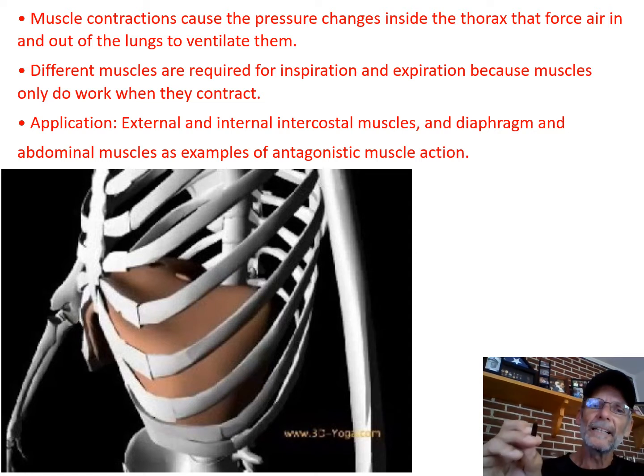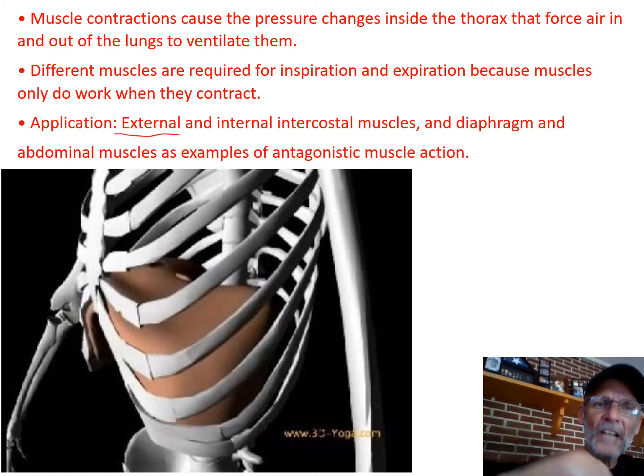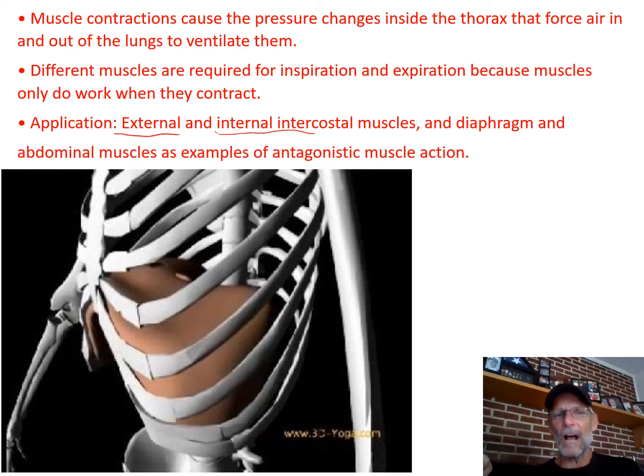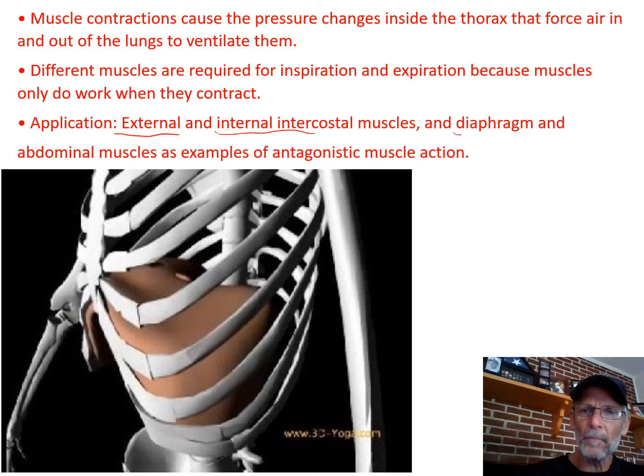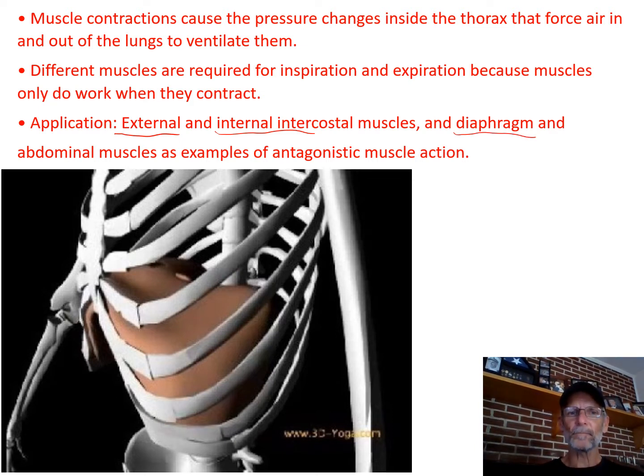But here, they might ask you this. External intercostals, those would be on the outer side of your ribs, right? And internal intercostals on the inner part of your ribs, and your diaphragm all can make that chest cavity bigger, right? So they want you to also be able to use them as specific examples of antagonistic muscle action. We're going to get the muscles later in probably our next unit or the one after that.